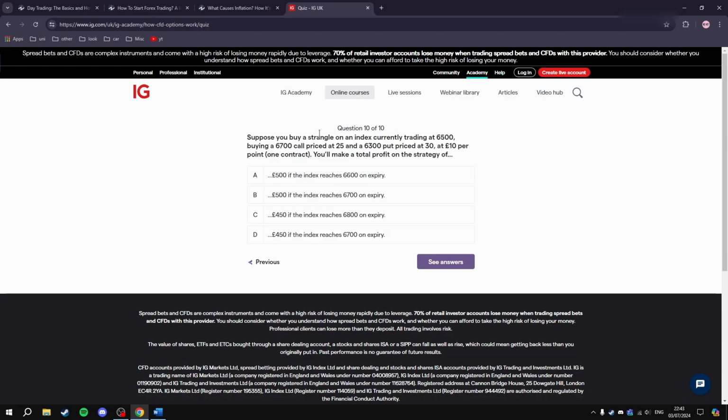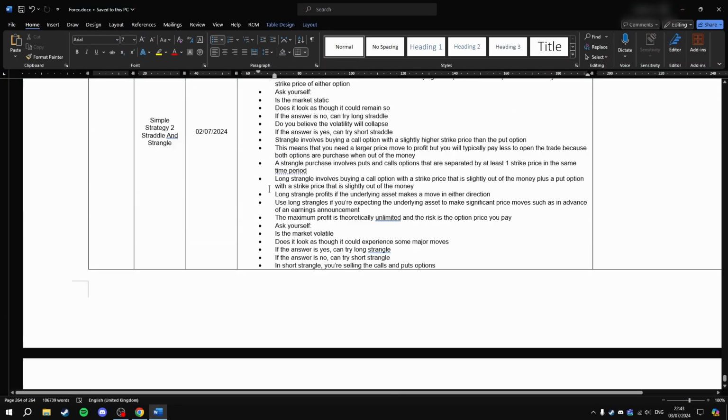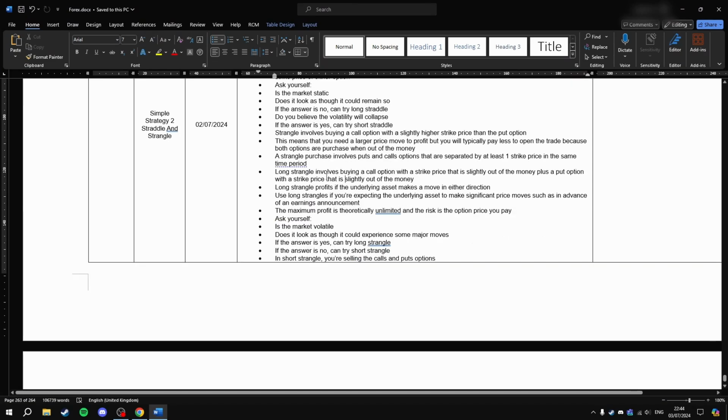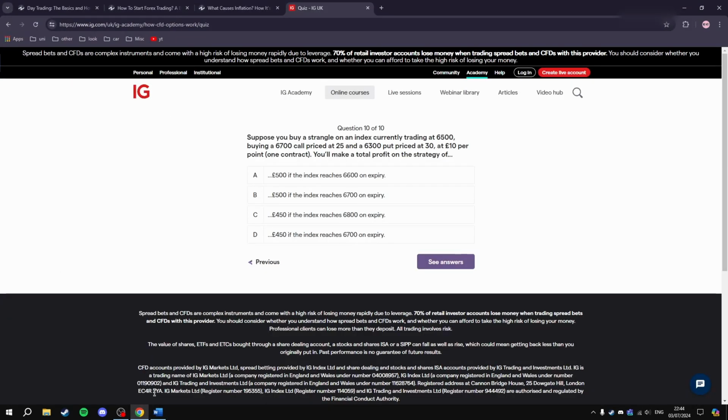So strangle. This is where you hope that there's going to be some sort of volatility after a period of calmness, isn't it? Strangling. So profits if the underlying asset moves in either direction. So also you're hoping it to move from static. Right, okay, so you're hoping it to move from static. So it's currently trading at 6,500. So you're hoping it's going to move from that.